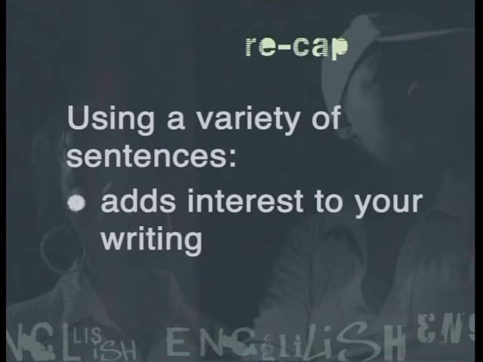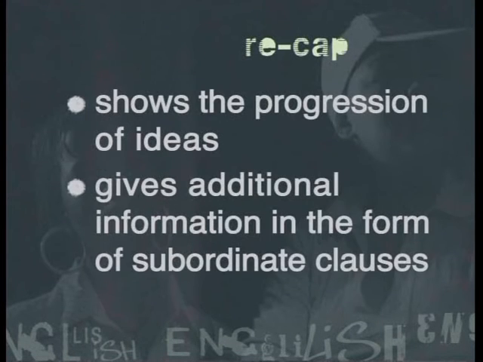Using a variety of sentences adds interest to your writing, shows the progression of ideas, and gives additional information in the form of subordinate clauses. Using a variety of sentences is definitely a technique that you should adopt in your writing. However, you should aim to strike a balance so that you don't fall into the following trap.